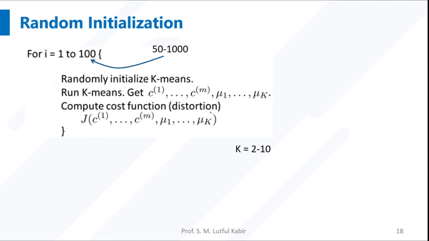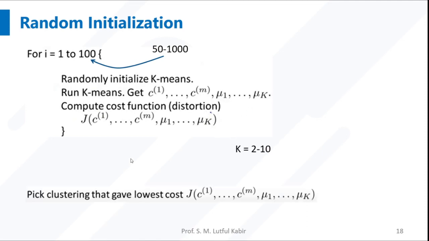As I mentioned earlier, k could be 2 to 10. We have not yet explained how to decide k. So pick the clustering that gave the lowest cost. During the iterations, you have to monitor the cost, and the point where you get the lowest cost, you pick up or save as your solution.